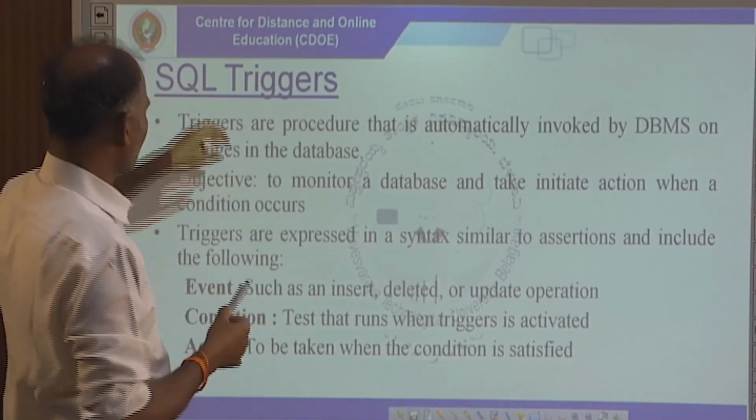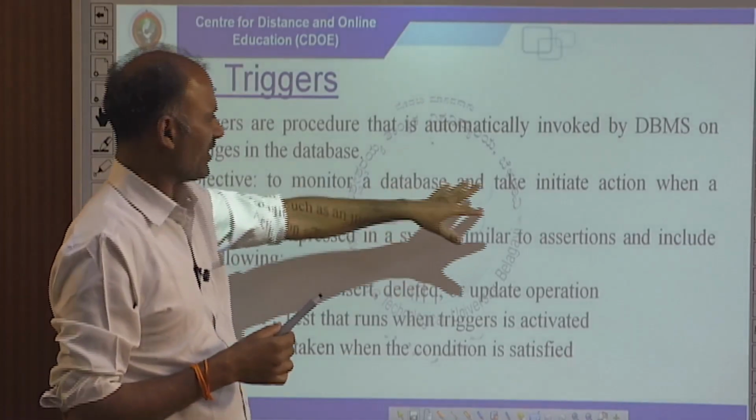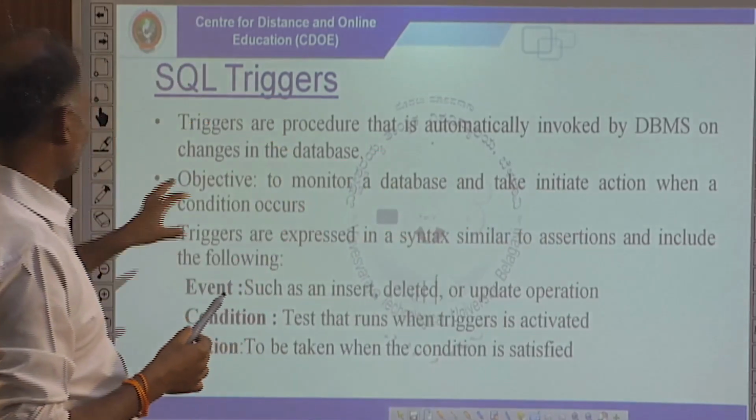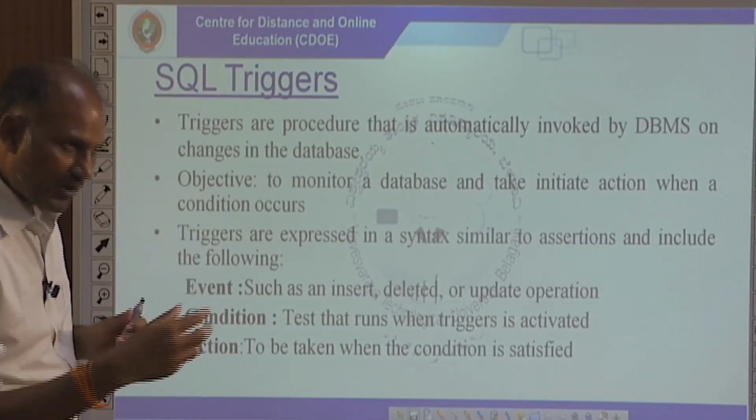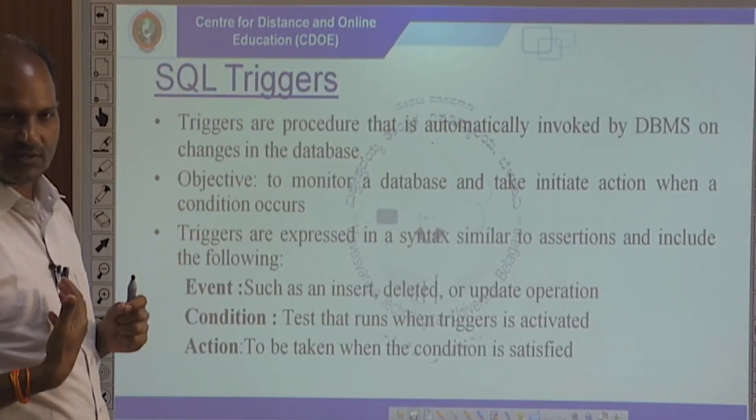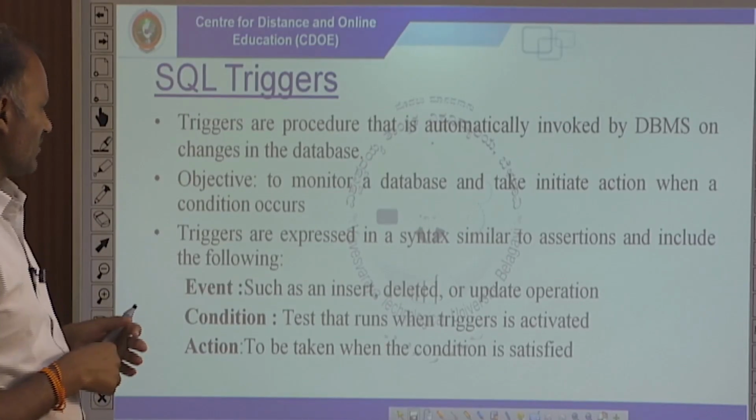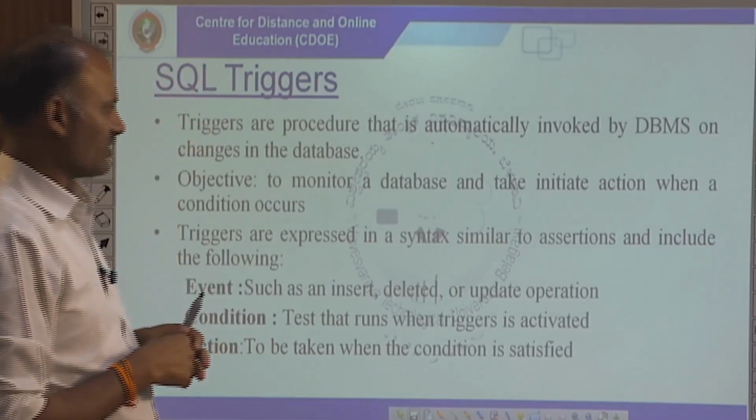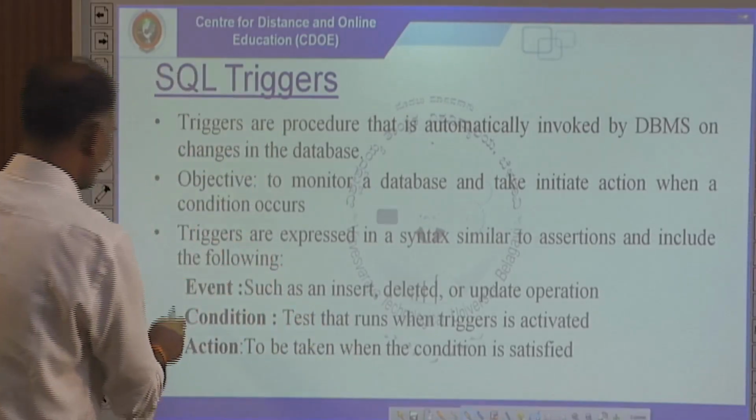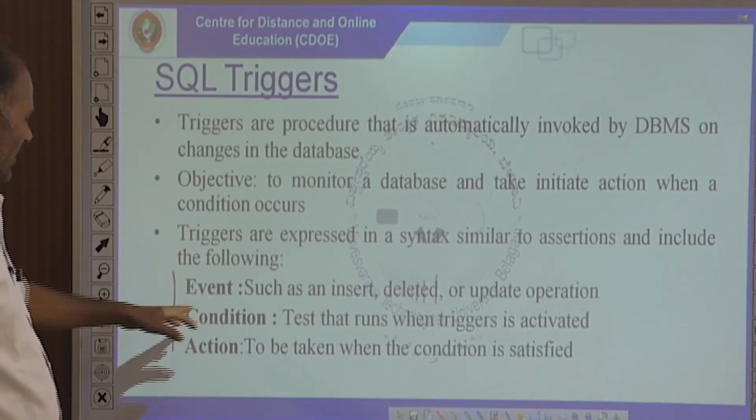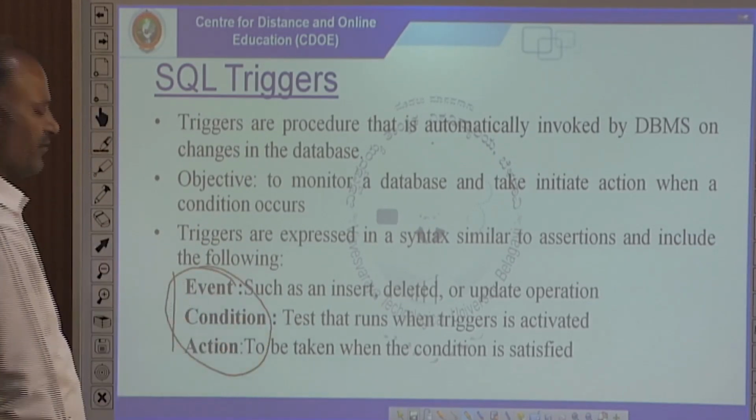So in such cases we are going to use triggers. The objective is to monitor the database and initiate action when a condition occurs, when some operation or event occurs. Against that event, a set of procedures will be executed to perform the operation. Triggers are expressed in a syntax similar to assertions and have this structure: the event, condition and action. These three are associated when you create a trigger.